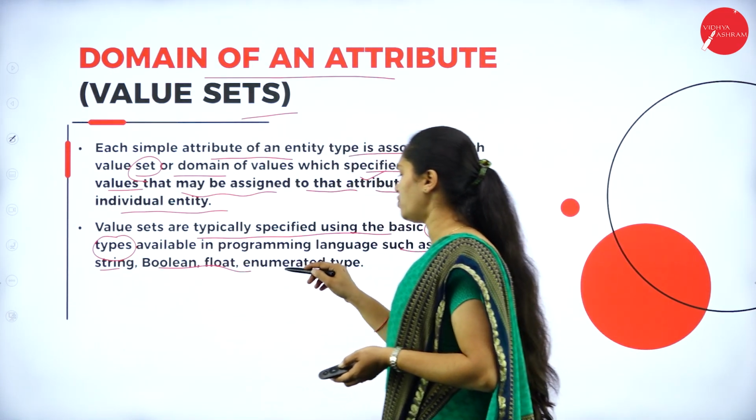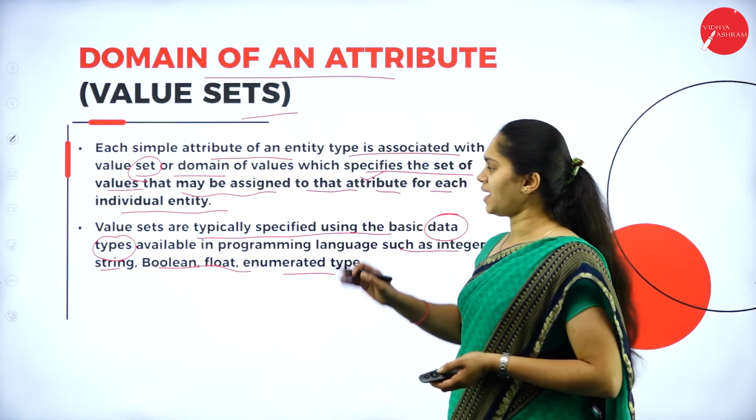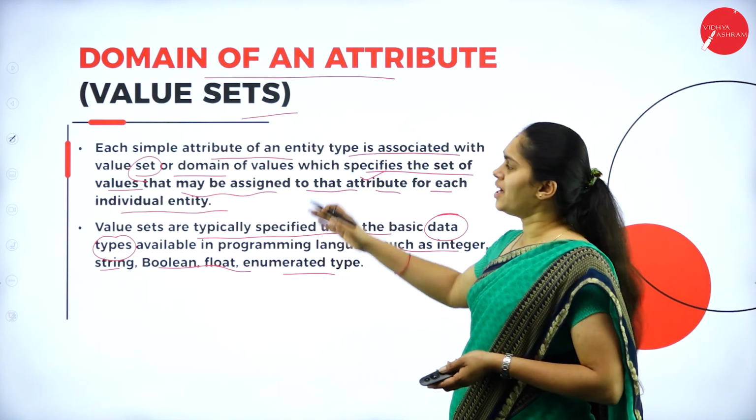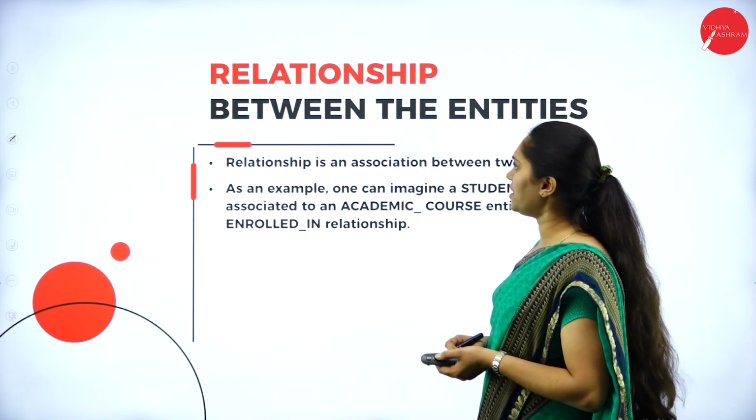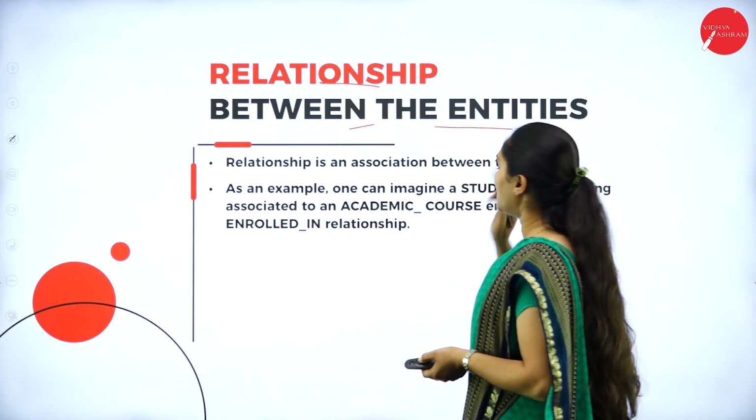Integer, string, boolean, float, enumerated type. By having the restriction of this data type, we can have this domain of an attribute or a value set. Next, what do we have? The relationship between the entities.